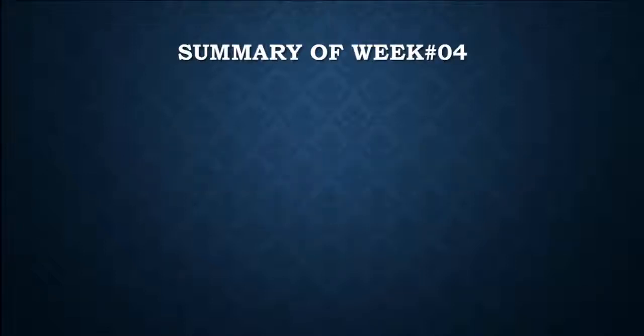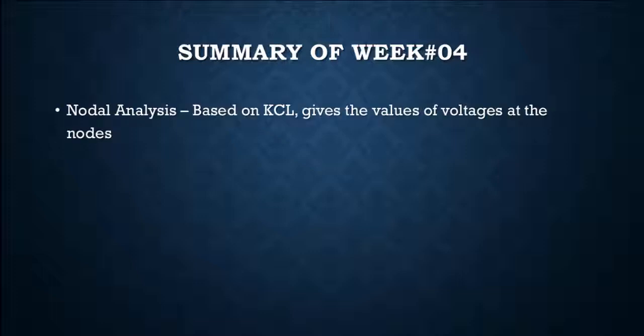In week number 4 we discussed nodal analysis. First of all we discussed what circuit analysis is, in which we discussed that the objective of circuit analysis is to have the value of voltage across a branch and the current through each element in the branch, so that we can find the secondary parameters if needed. And then we moved on towards the first circuit analysis technique, which is nodal analysis, right? In nodal analysis, we studied that this analysis is based on KCL, that is Kirchhoff's current law, and it gives the values of voltages at the nodes.